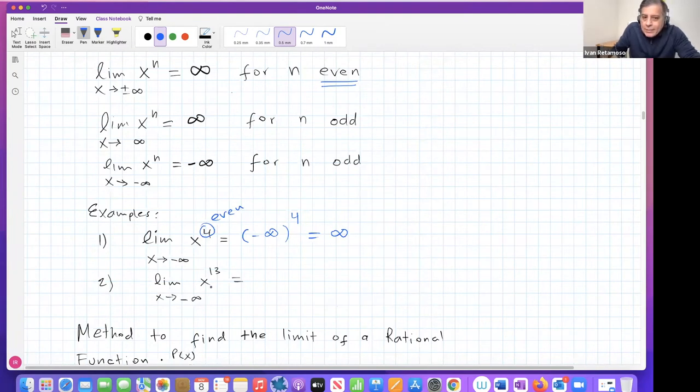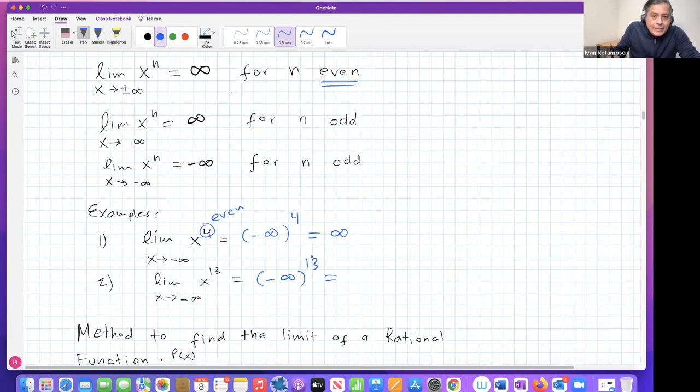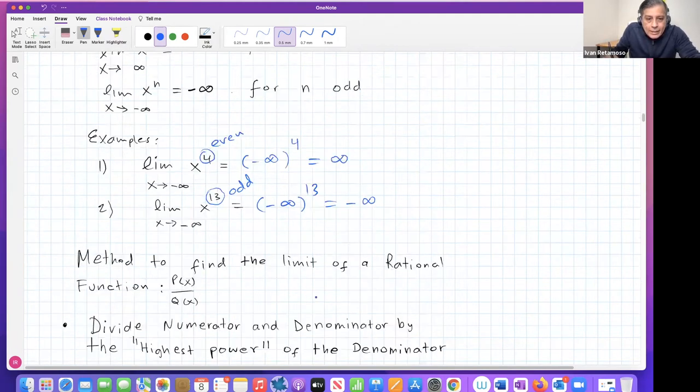What about this? The limit of x to the 13 is negative infinity. If you raise a negative number to an odd exponent, the result is negative. Or you can think of the graph of a cubic function, do the tracing, and you will get to this answer. Very good, guys. Yes, this is infinity with odd exponents, but you have to be careful. Great. Now it's time for you to practice, guys.